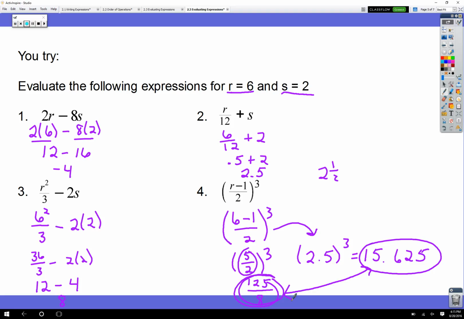They are the same, and either answer would be acceptable, but sometimes when you're taking a multiple choice test, you might get 125 over 8, but it might not be an answer choice. You might see 15.625 as your answer choice. So it's good to be able to recognize equivalent answers.